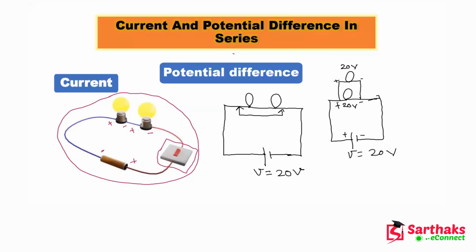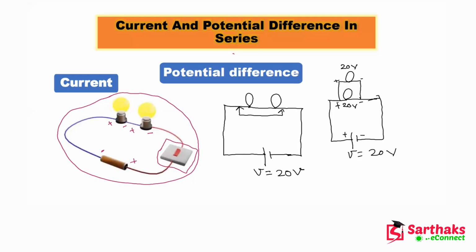But in this case, what is happening? Why is voltage divided? Because these bulbs are not connected directly to this voltage. This bulb is connected to this, and then this bulb is connected to this cell again. So that's why the voltage in this case is being divided. I hope, guys, you get my point.